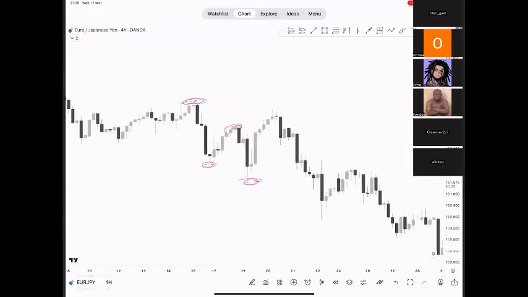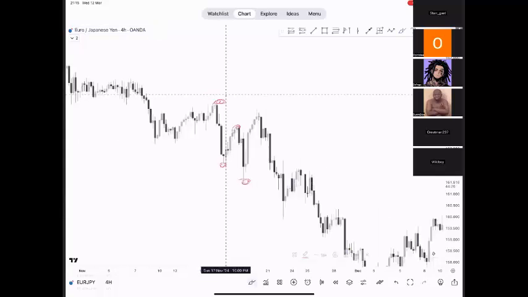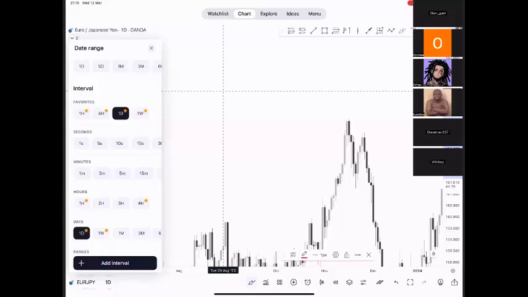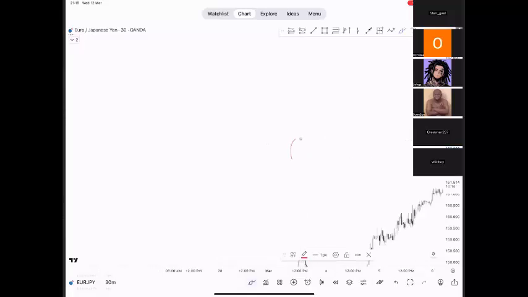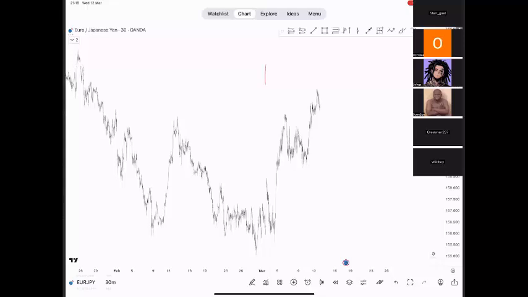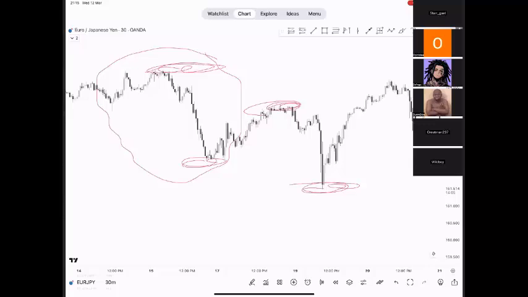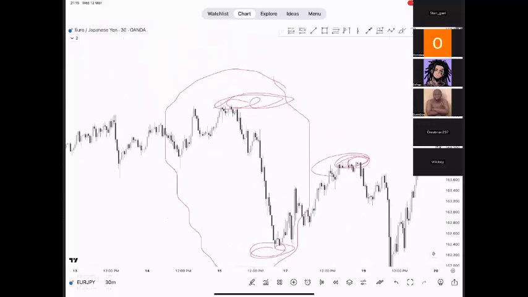Now let me mark out this particular price leg. This is this particular price leg here. Let's go to the 30 minutes time frame and see what's happening there. Let me trace that. Okay, yes. Now you can see that on the 30 minutes time frame, here you now have the retracement moves having what?